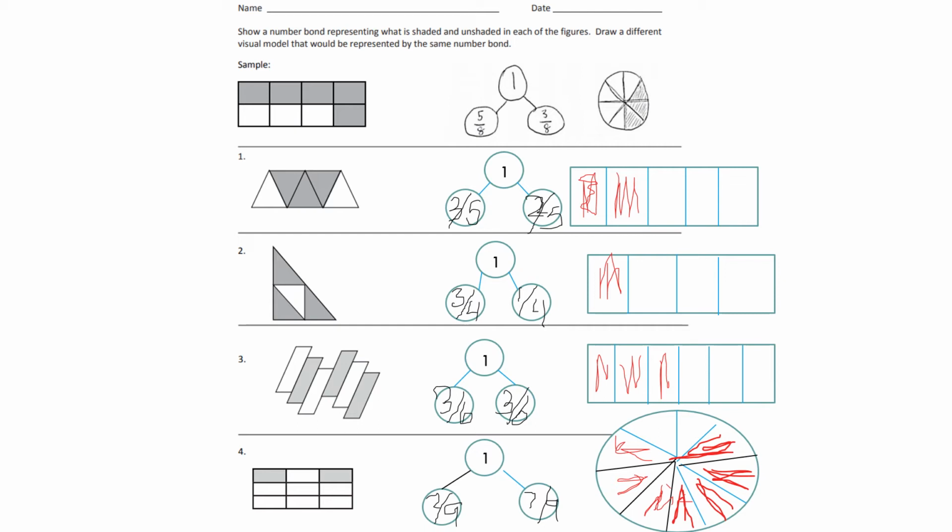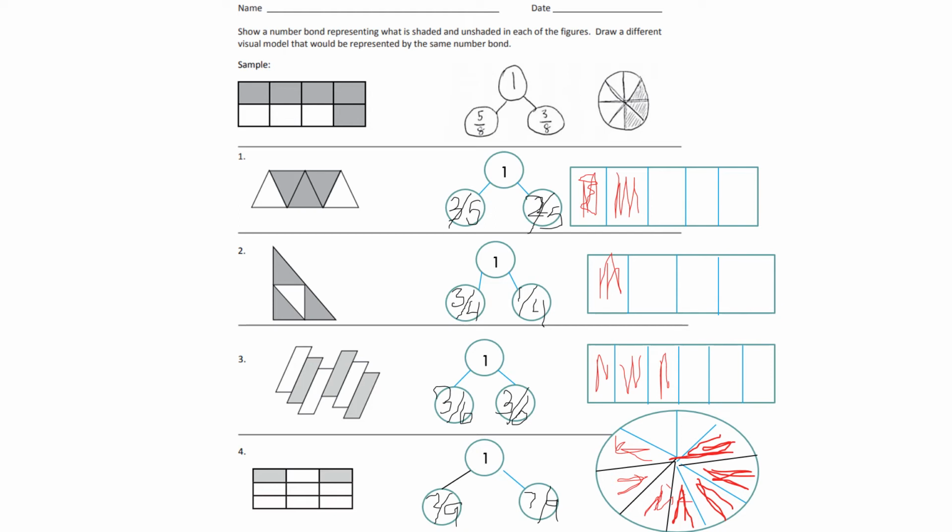For number 3, I know it's 1 whole, 3/6 is shaded, so it's still 3/6 unshaded. And I think I said accidentally 3/6 shaded when I should have said unshaded. So 1, here is our 3/6 shaded, and our 3/6 unshaded. Sorry about that. And for our last one, we have 1 whole, 2/9 shaded, 7/9 unshaded. I still did the opposite.